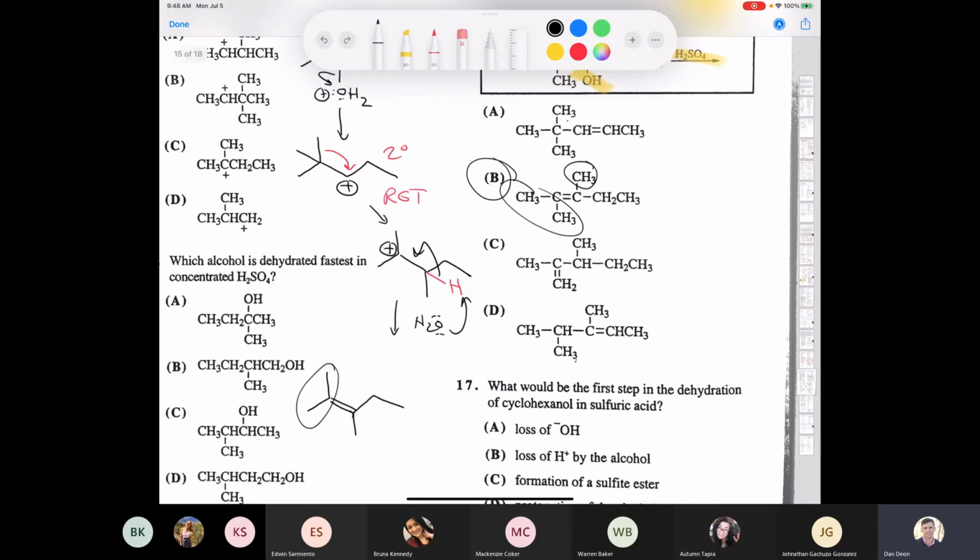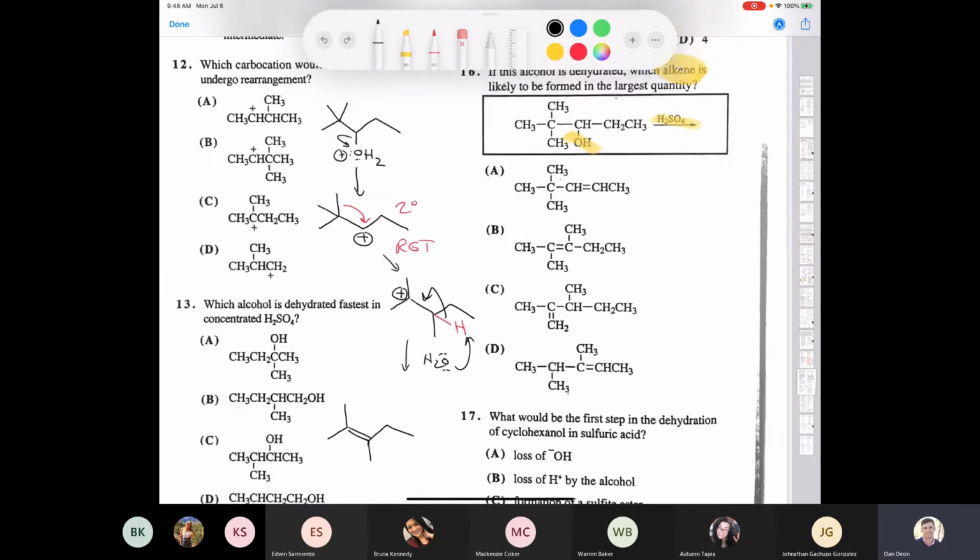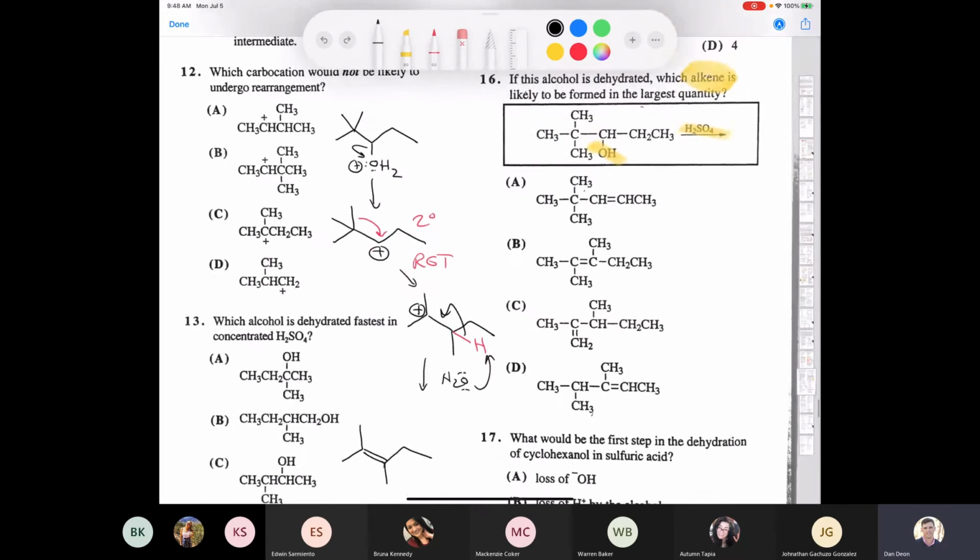So there's the right compound. So the answer is B. This is one where I would think you would have to draw the mechanism of the elimination, and this is an E1 elimination. We went over this mechanism in detail. So here's the answer. It's B, and this is an E1 with a carbocation rearrangement. So you have to know that that is going to occur.